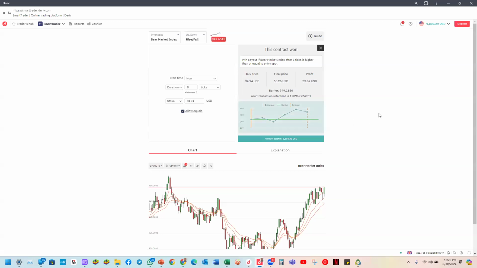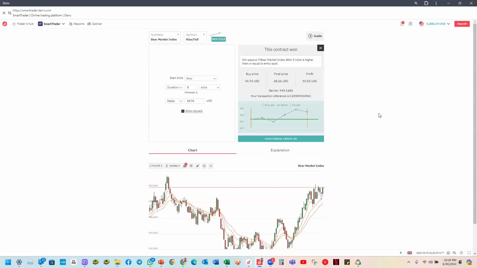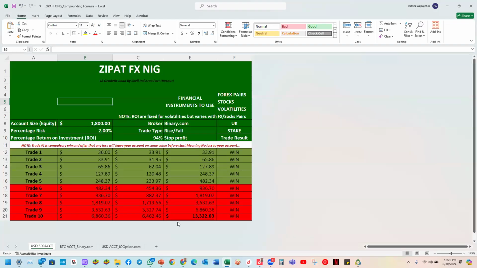Can you see that? Can you see my profits? Can you see my balance that I changed to 1,880? Now, if I do this thing 10 times, if I can successfully do it this 10th time, at the 10th one, I will have $13,322 in my account. Are you looking at it?